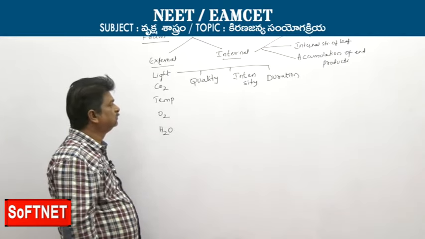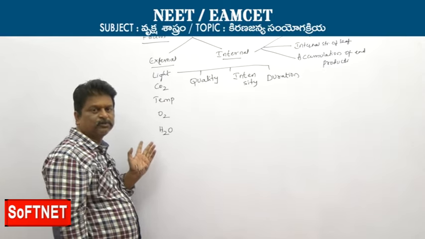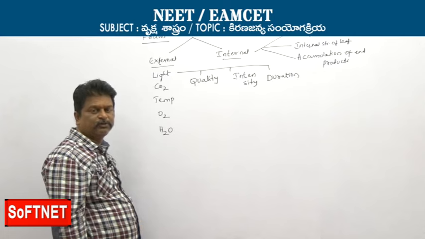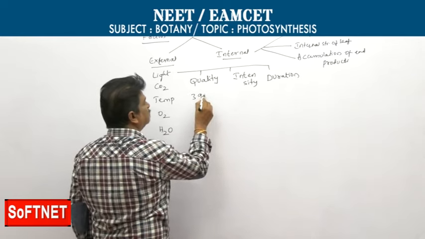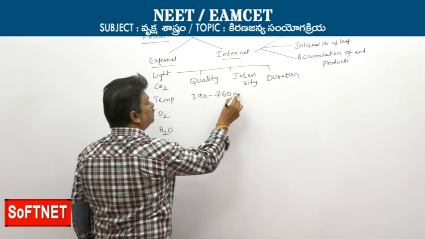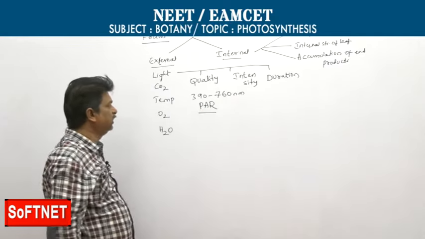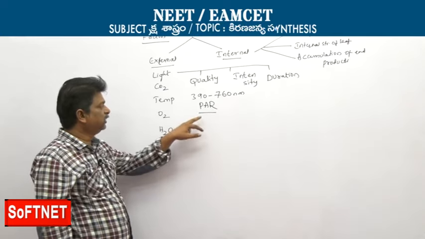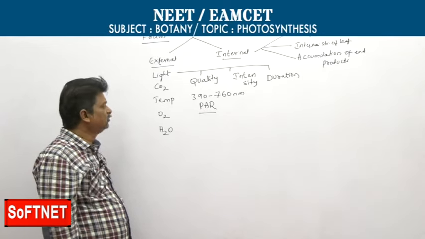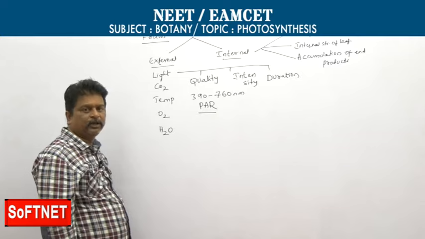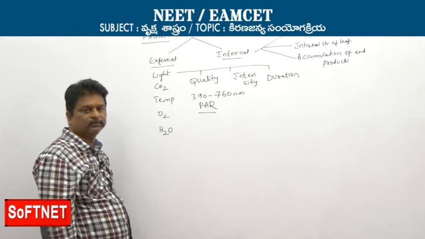Then, light on the spectrum exhibits in two forms, visible and invisible parts. The visible range of light is generally 390 to 760 nanometers. Rightly, it is called PAR. PAR means photosynthetically active radiation, and it exhibits 7 different colors.